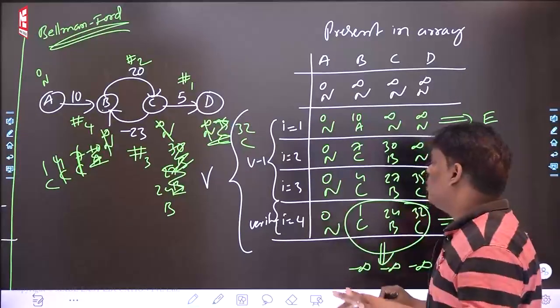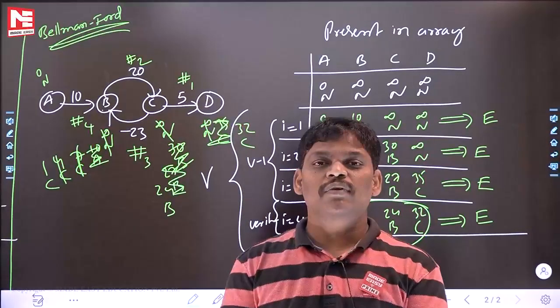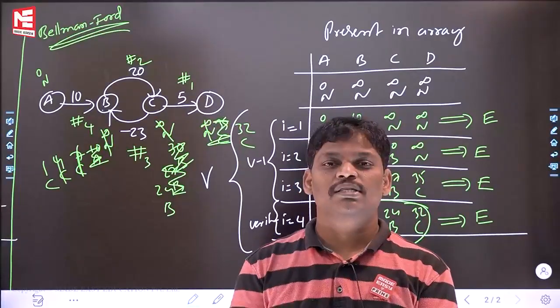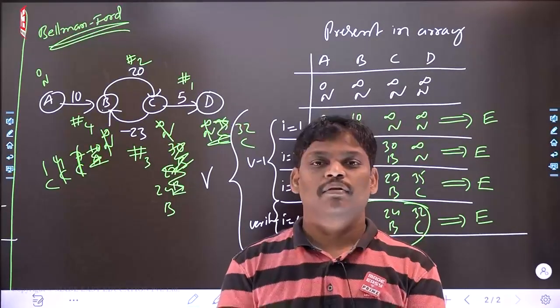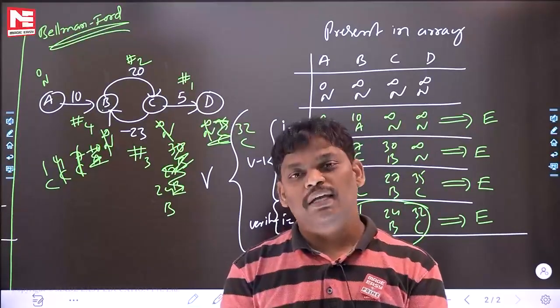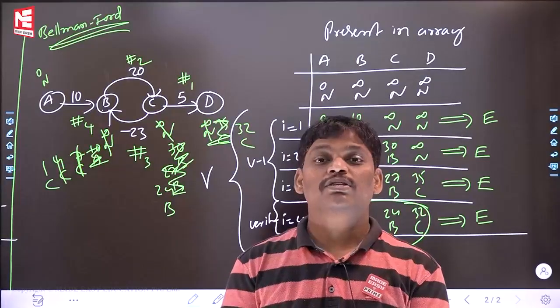So I think now people know the purpose of the last round. What you are verifying is whether a negative edge weight cycle is there or not. In the previous problem, last round no change. What is the reason? Negative edge weight cycle not there. Now in this problem, last round also changing. What is the meaning? Negative edge weight cycle is there. In the previous problem you check, negative edge weight cycle not there, last round no change.